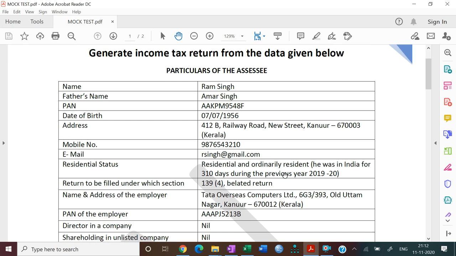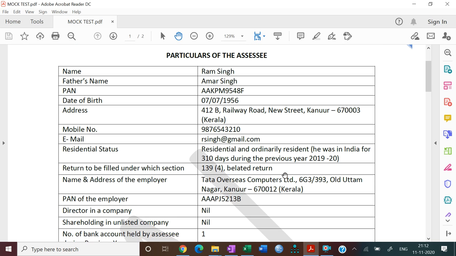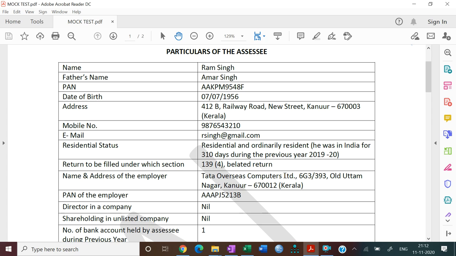Okay, the name of the assessee is Ram Singh, father's name Amar Singh, PAN, date of birth 7/7/1956. That means the assessee's age is 64, that is more than 60 years. That means the assessee is a senior citizen. And you know very well that this date of birth will reflect at the time of deduction of TDS, as well as interest on saving bank.